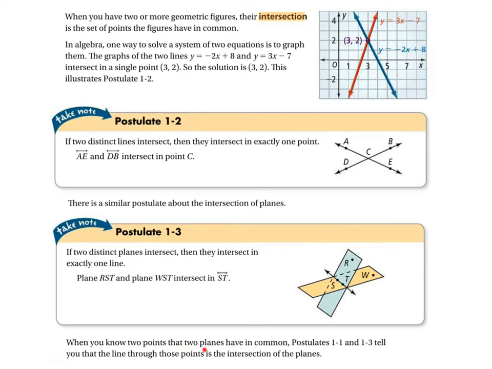Notice that they both have ST in their names, and that's the line that they intersect at. Okay? When you know 2 points that two planes have in common, we know that they share S and T, then this postulate and postulate 1-1 will tell you that because there's a unique line through any 2 points, the line through those points is that line of intersection of the planes. Neat. So if they share S and T, we can say line ST is where they intersect.